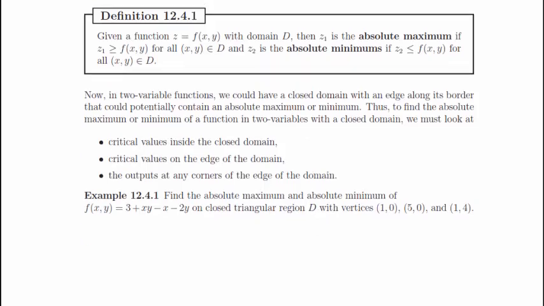So in two variable functions, we can have a closed domain with an edge along its border that could potentially contain an absolute maximum or minimum as well. Thus, to find absolute maximums or minimums for a function in two variables with a closed domain, we must look at the critical values inside the closed domain, critical values on the edge of the domain, and the outputs at any corners of the edge of the domain.